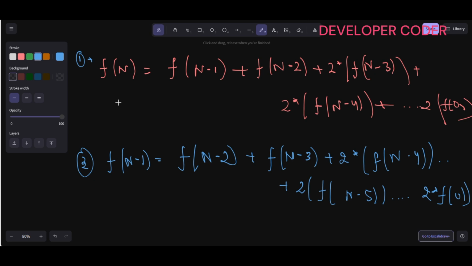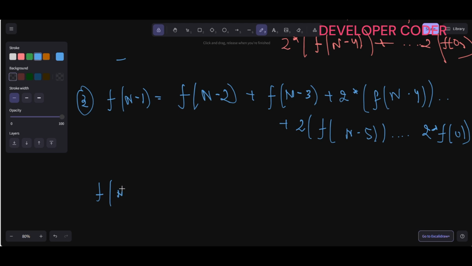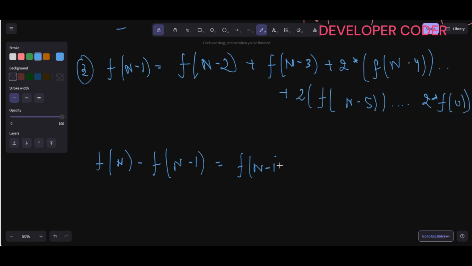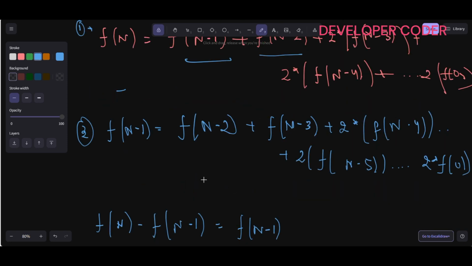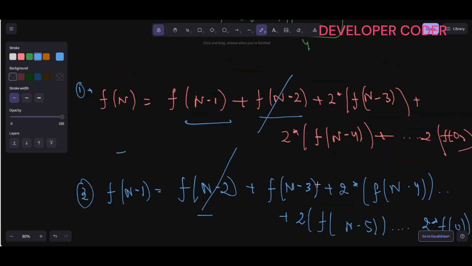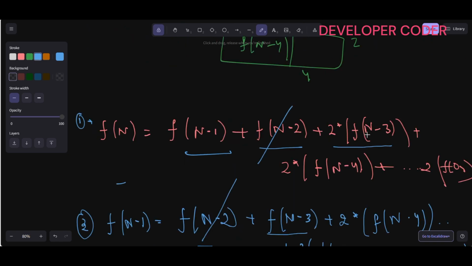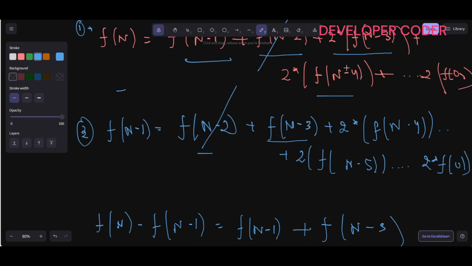Now just subtract equation 2 from equation 1: f of n minus f of n minus 1. What you are going to get is f of n minus f of n minus 1 is equal to f of n minus 1. Here f of n minus 2 and here also f of n minus 2, both are going to cancel out. Here 2 into f of n minus 3 minus f of n minus 3, where it was 2, now it is just 1, so 1 will remain. So plus f of n minus 3. And this 2 into f of n minus 4 is going to cancel out with this one. Same way all others will cancel out.